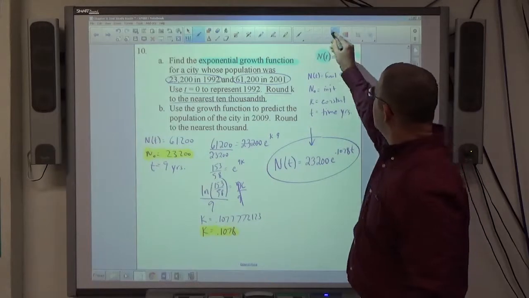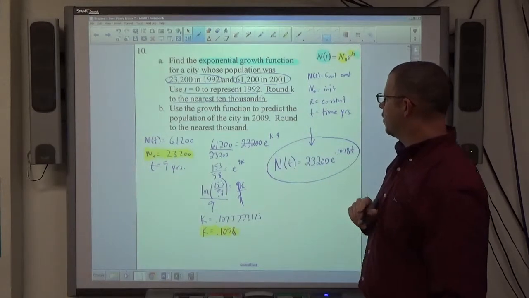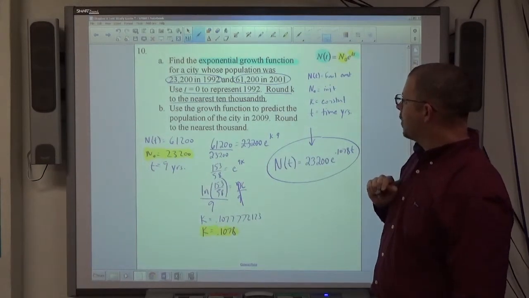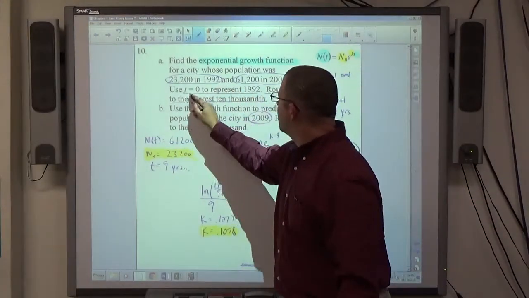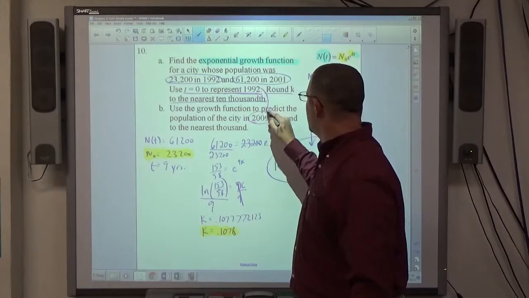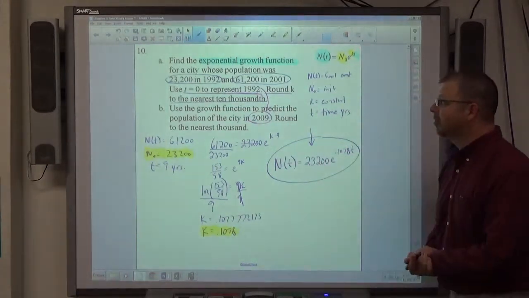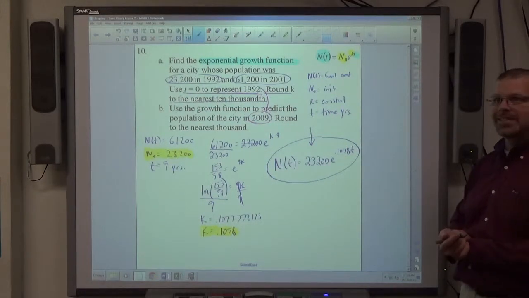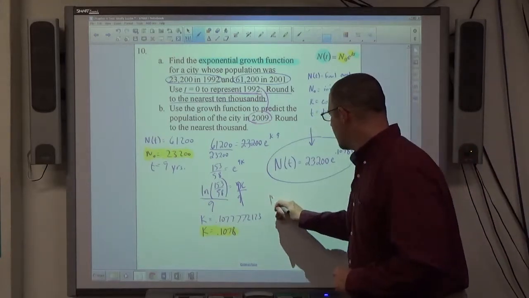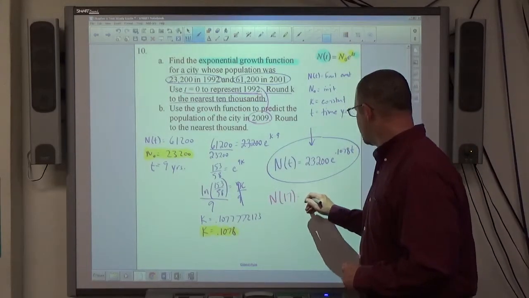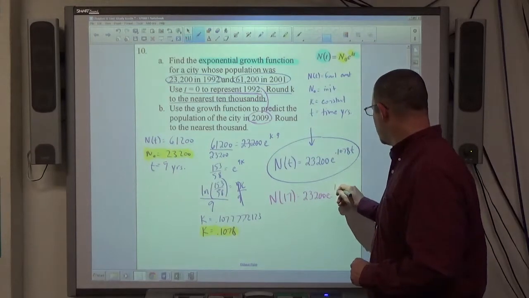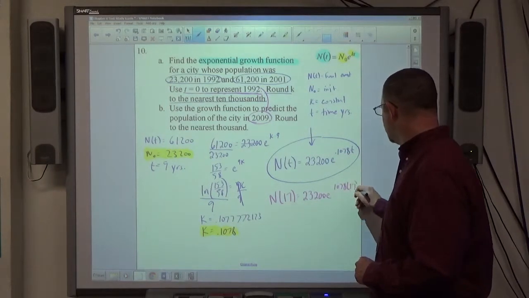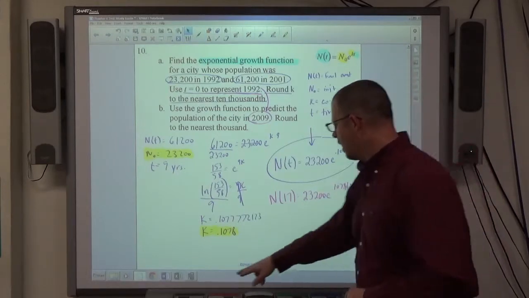For part B, it says to use the growth function, this, to predict the population in 2009. All right. Now, considering that t equals 0 is 1992, we have to ask ourselves how many years passes from 1992 to 2009, the answer being 17 years. So I simply have to do n of 17. So that's going to be 23,200 e to the 0.1078 times 17.